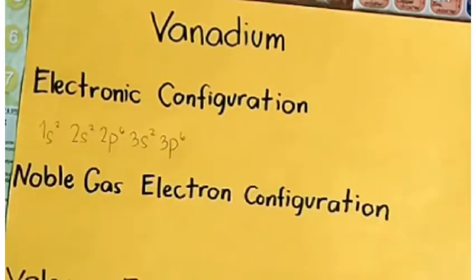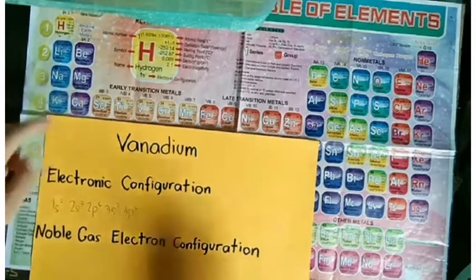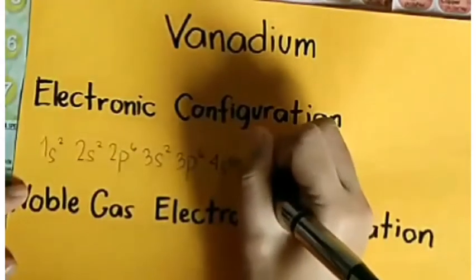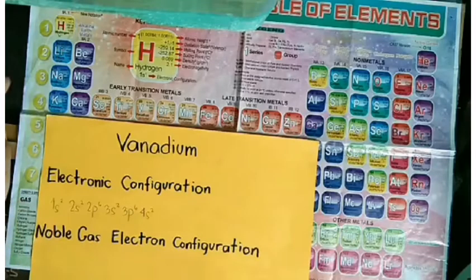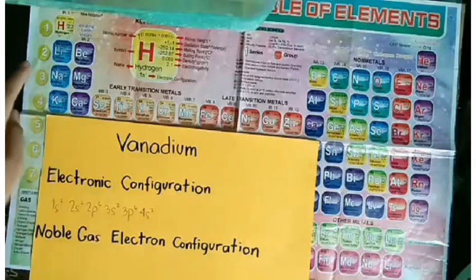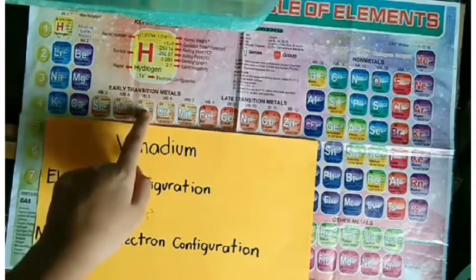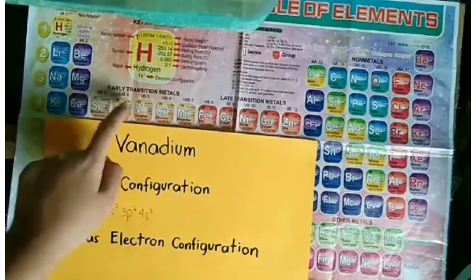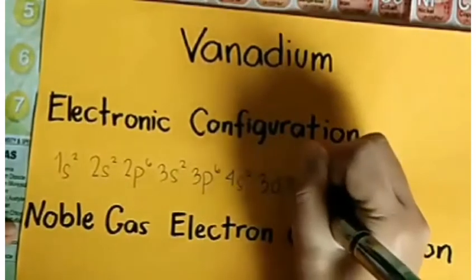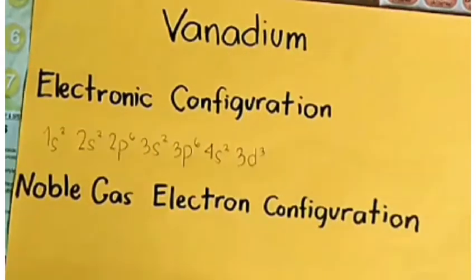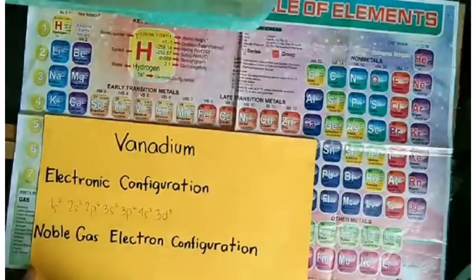Go down 4S2, then go up to 3D3. That's how we get the electronic configuration for the vanadium.